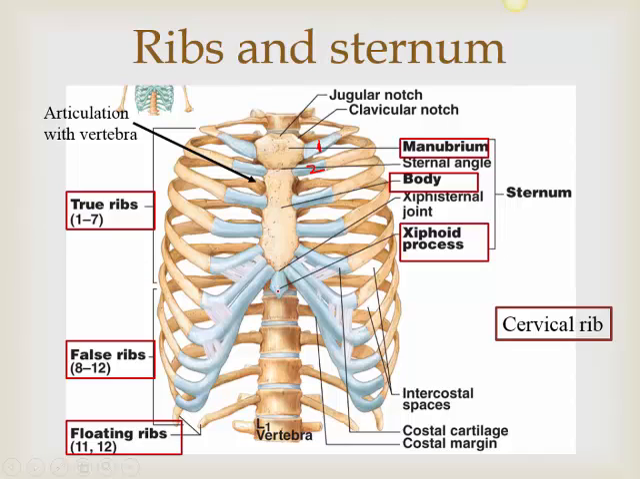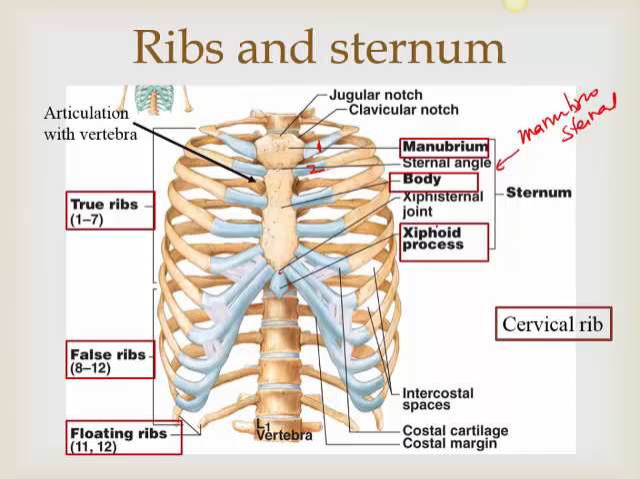This part here is known as the xiphoid process, and between the body and the xiphoid process is again a little joint, which is called the xiphisternal joint. This joint here, at the sternal angle between the manubrium and the body, is known as the manubriosternal joint.